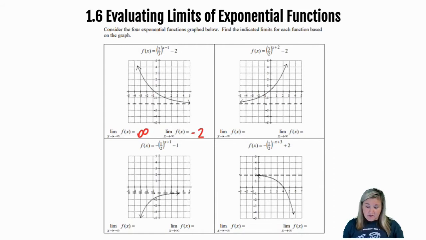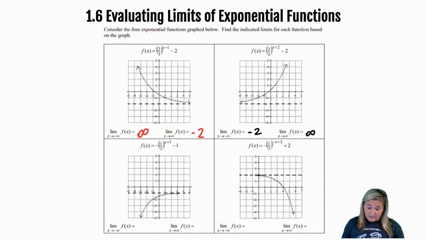The next example, we have f of x is equal to 3/2 raised to the x plus 2, and then minus 2. So the limit as x approaches negative infinity, as we move to the left, you can see that it is approaching -2 at the bottom. So it never touches that. That's that horizontal asymptote. And then as x approaches positive infinity, moving to the right, it's going to continue on and on to infinity.